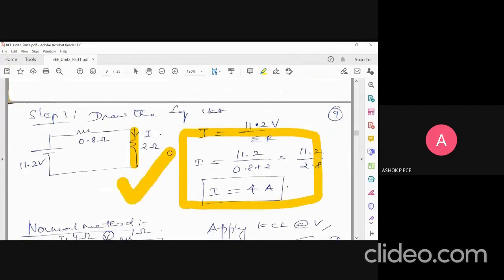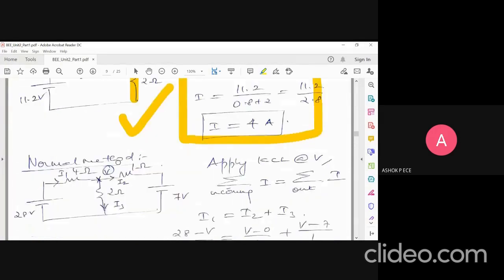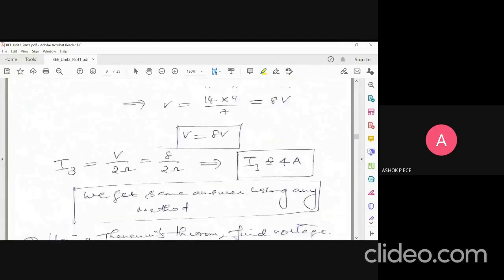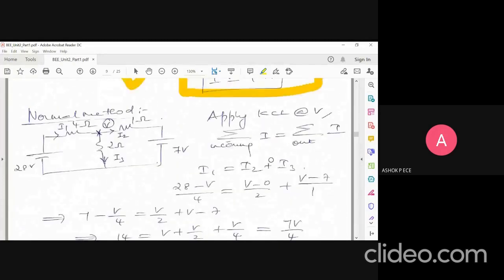If you do it directly, the chance of making mistakes is very, very high. But if you apply Thevenin's theorem, you will get the answer very, very quickly. See, the direct method I have also done here for your understanding. So you can do it in the direct method also. You can understand it better.